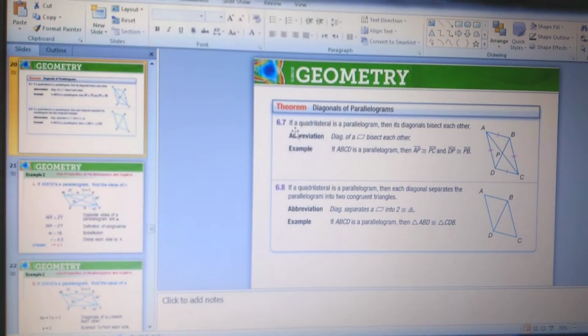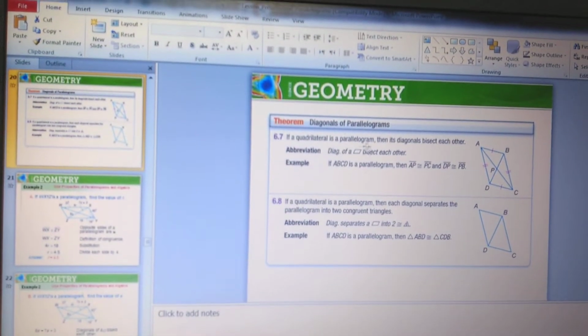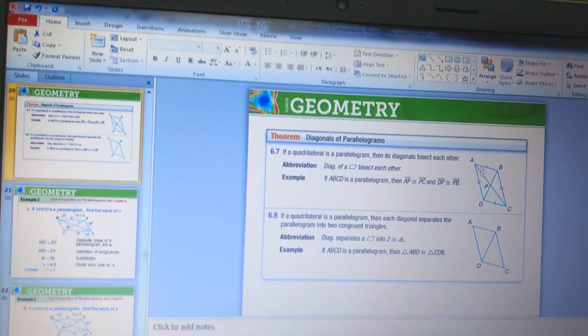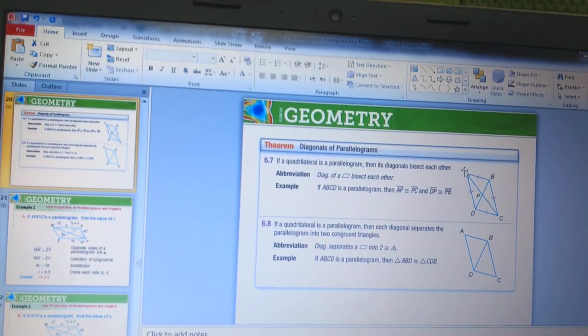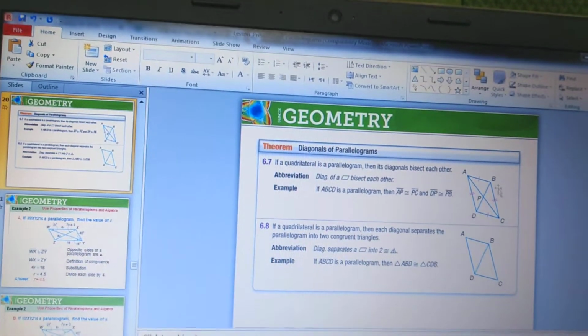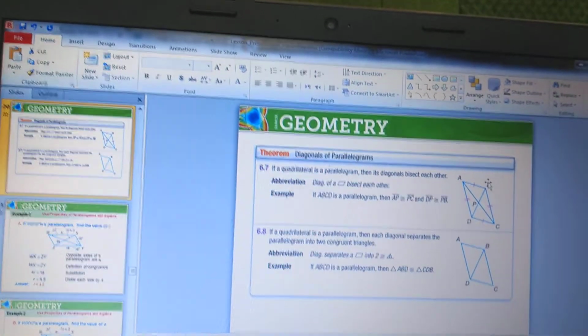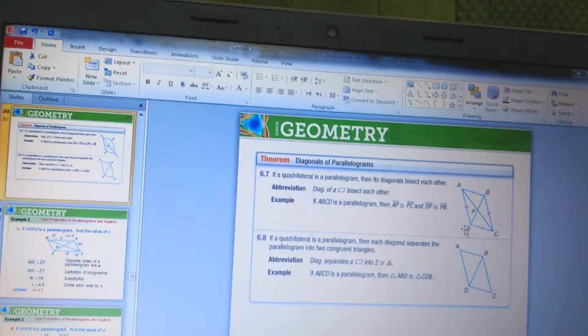Also, I have some properties for parallelogram. If a quadrilateral is a parallelogram, then the diagonals bisect each other. Diagonals connect opposite vertices, A and C. When you connect them, AC is a diagonal. B and D also, when you connect them, you get a diagonal. It says that the diagonals bisect each other.